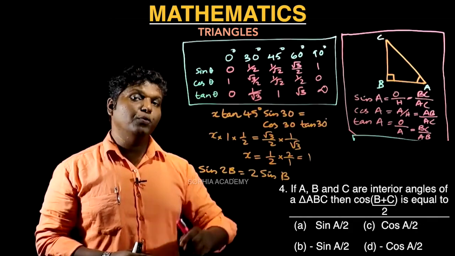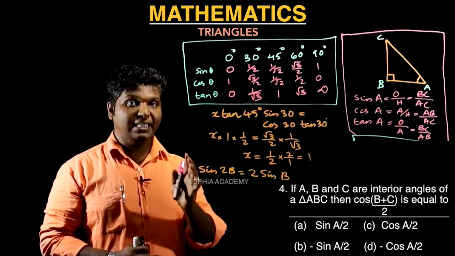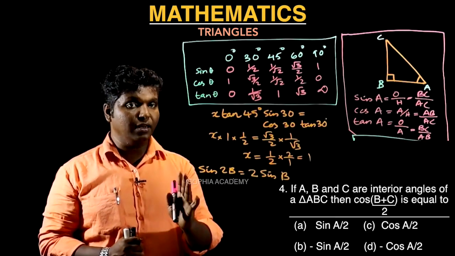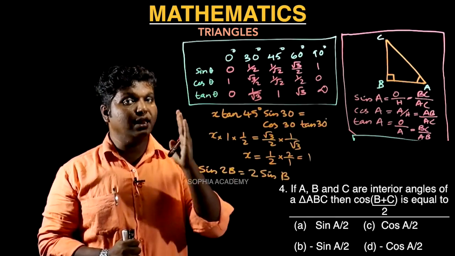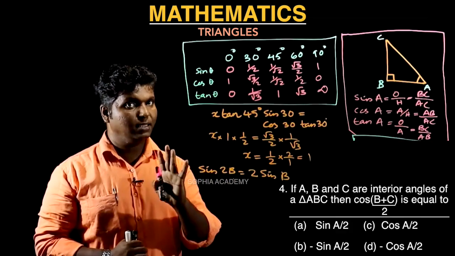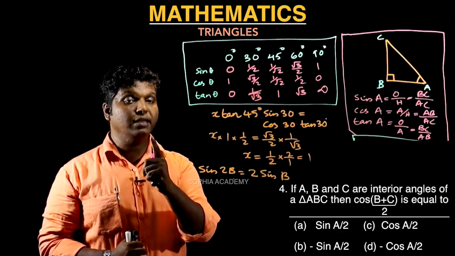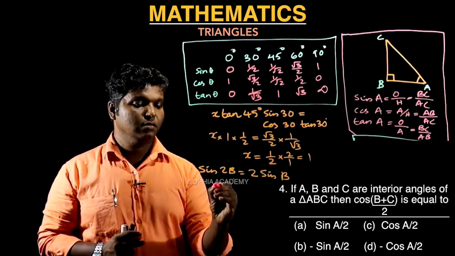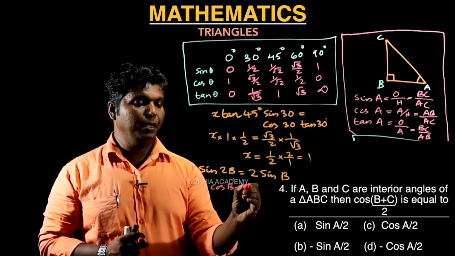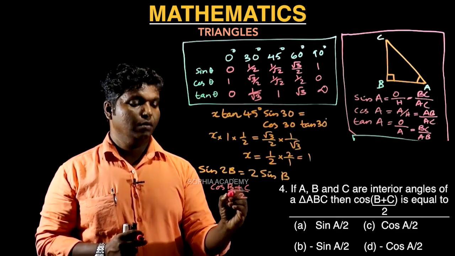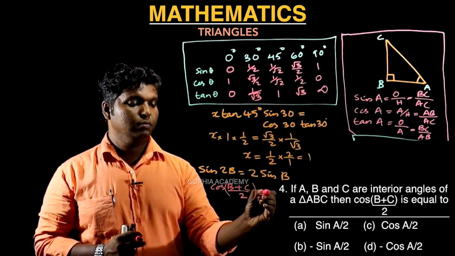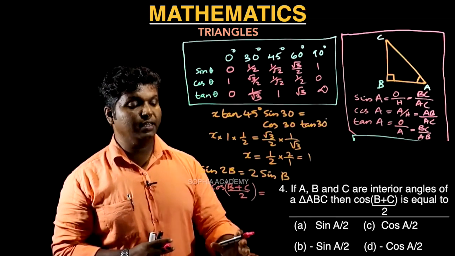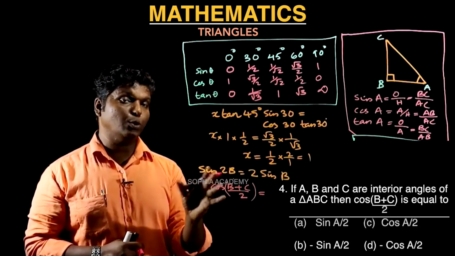Here goes the next question before you. If A, B, C are the interior angles of triangle ABC. So there is a triangle given and A, B, C are referred as the interior angles of the triangle. Is that clear? Now the condition given here is cos (B plus C) divided by 2 is equal to, you have to find this one. So there are 4 options given here. Among this, which one is the right option? That's what your problem is.